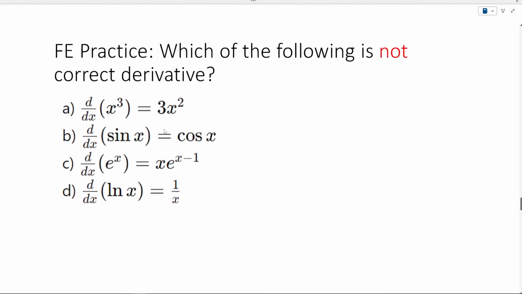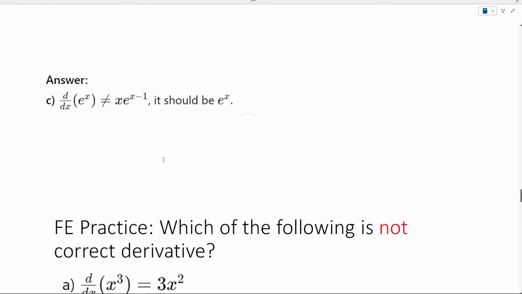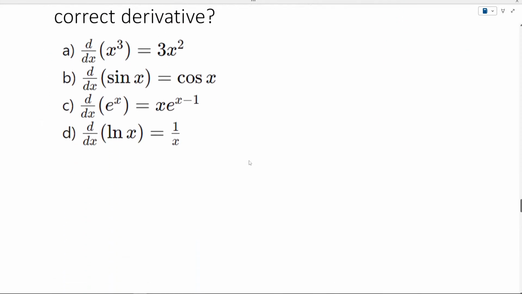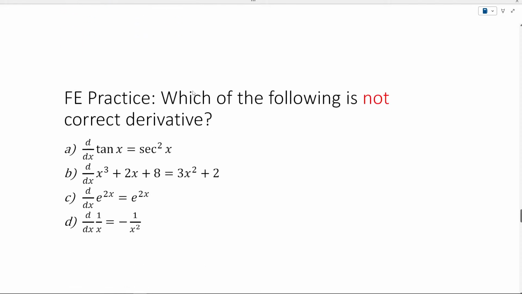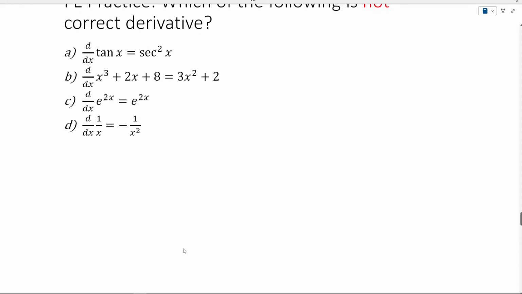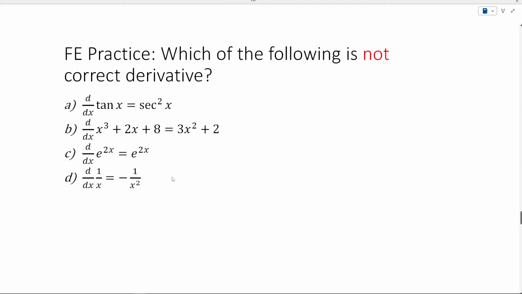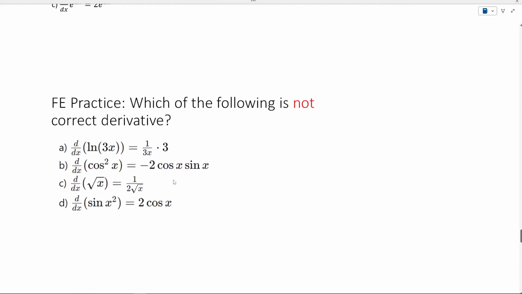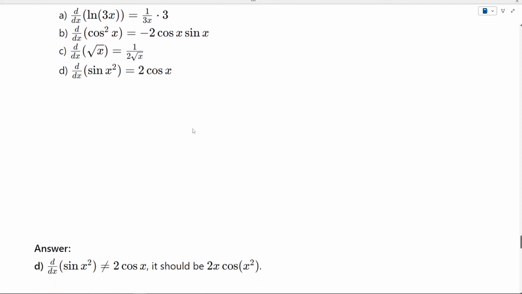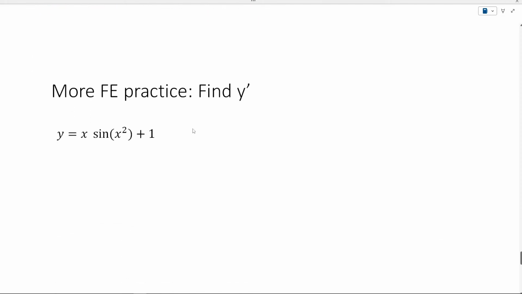So you can solve this problem, and which is not the correct derivative is actually the same solution as above, but try to solve it to get more practice. Here is another FE practice. I'm putting more for you to practice, and this is the correct answer. Don't look at the correct answer, just pause the video and try to do it on your own. One more, I added so that you can practice more and more. Again, more FE for you to practice.